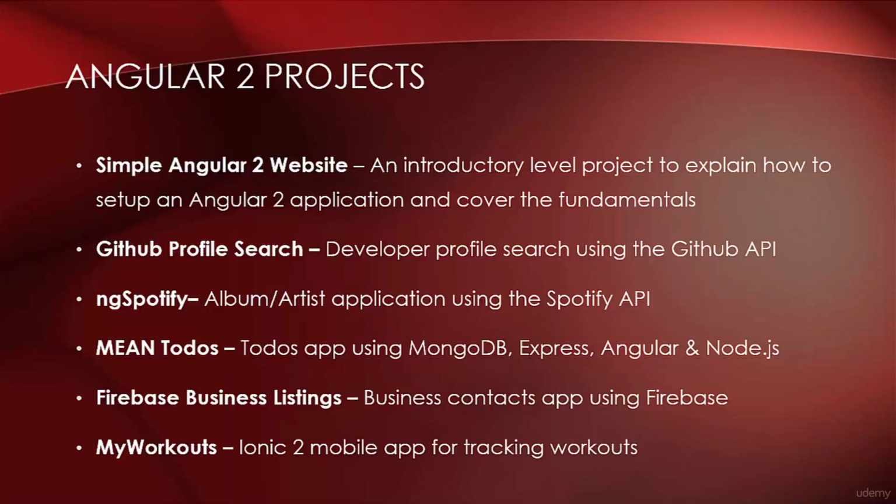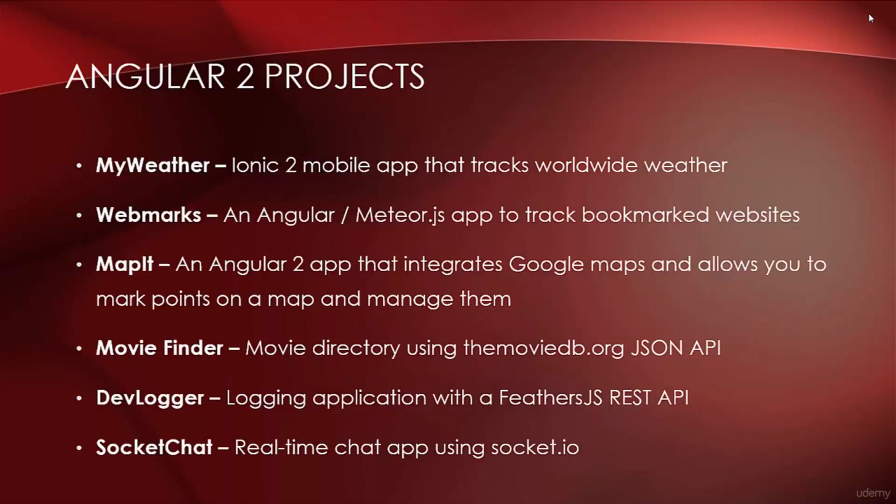Mean To-Dos, a to-dos app using MongoDB, Express, Angular, and Node.js. Firebase Business Listings, this will be an application where we can add and manage different businesses and store the data in Firebase. My Workouts will be an Ionic 2 mobile app for tracking workouts. We'll have My Weather, which will be another Ionic 2 mobile app that tracks worldwide weather. Webmarks will be an application that uses both Angular and Meteor.js to track bookmarked websites. Mapit will be an Angular 2 app that integrates Google Maps and allows you to mark points on a map and manage them.